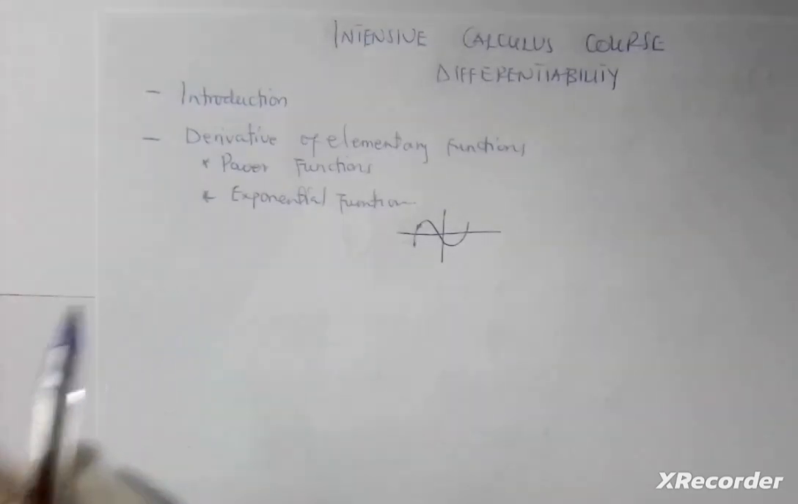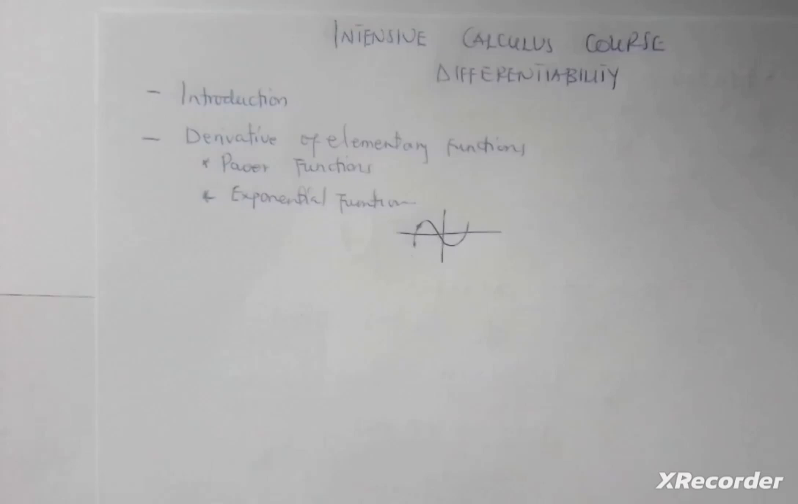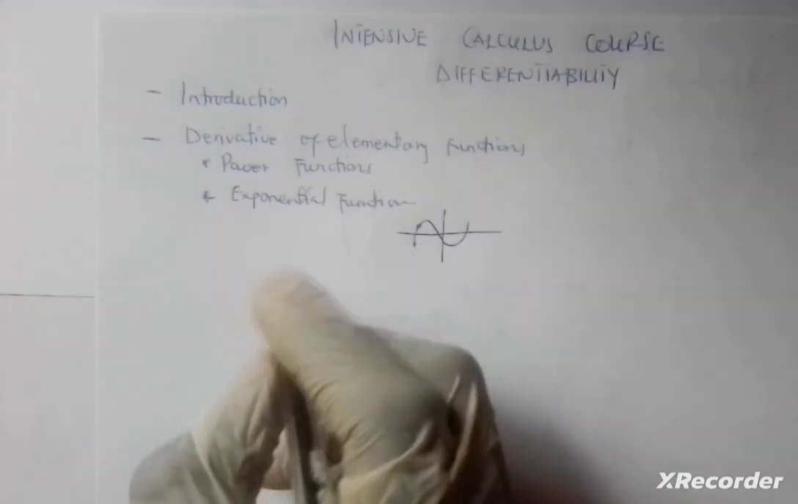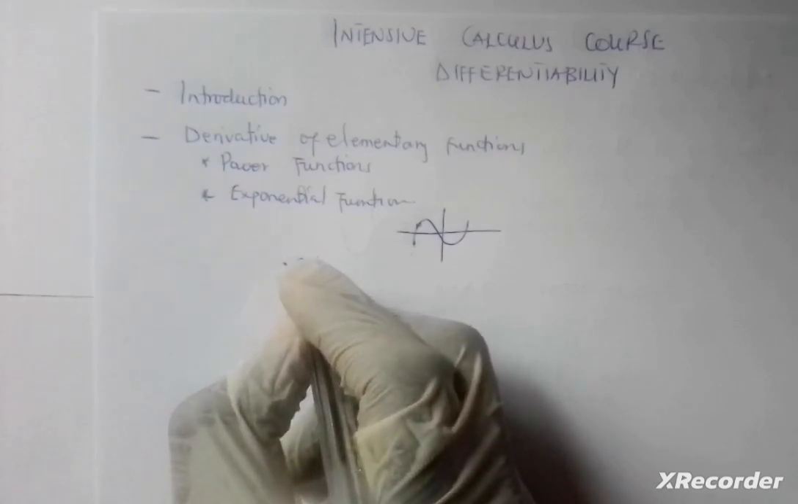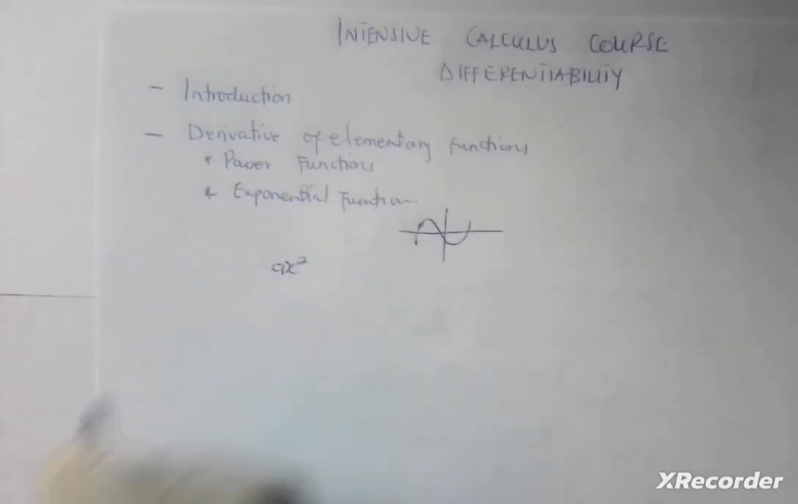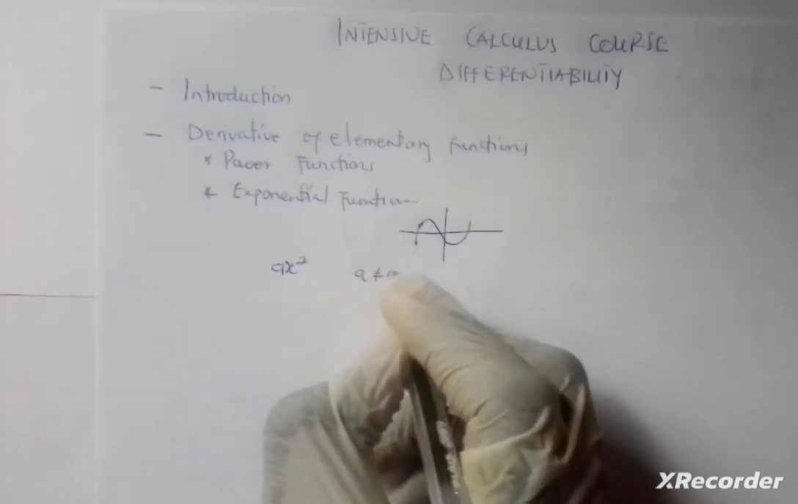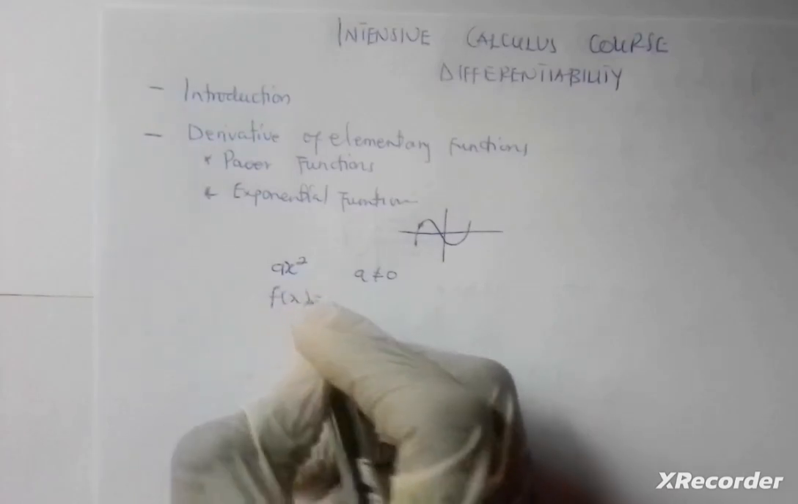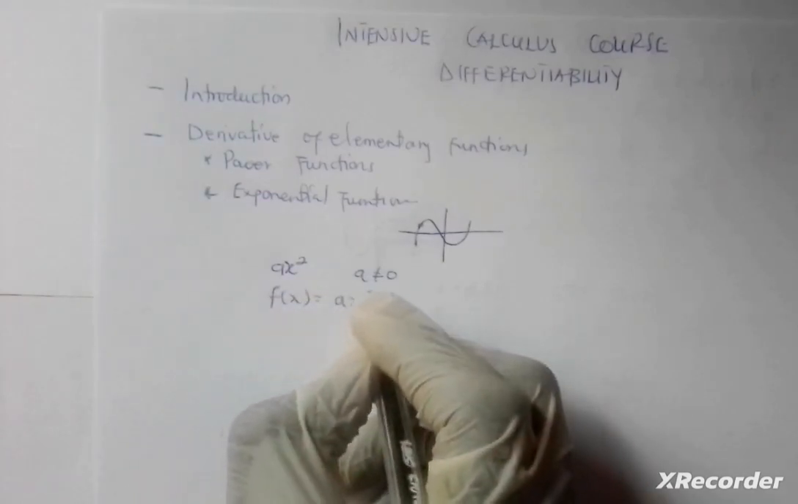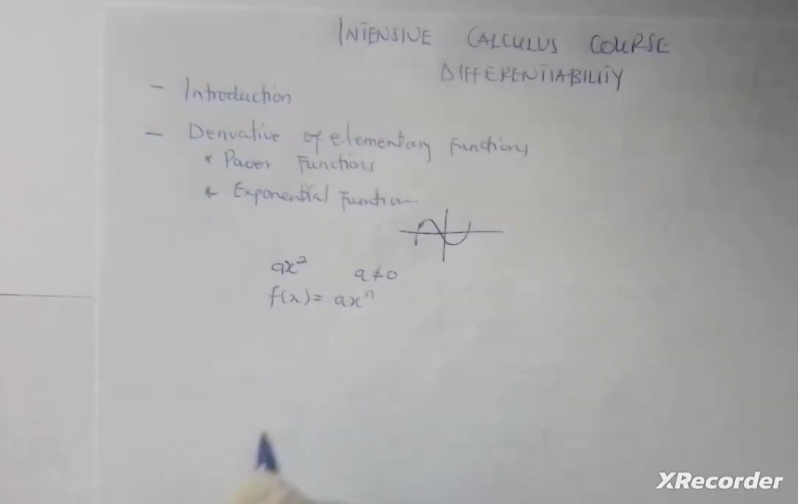So we're going to talk about power functions, how to differentiate power functions, or some of the derivatives of power functions. In our previous video, I made mention that power functions are represented in the form a x to the power n, where a cannot be equal to 0. So if I have a function f of x is equal to a x to the power n, which is the general notation of power functions, how do I differentiate this?